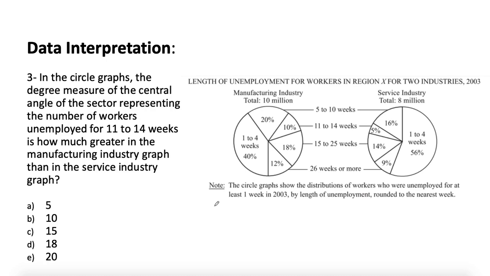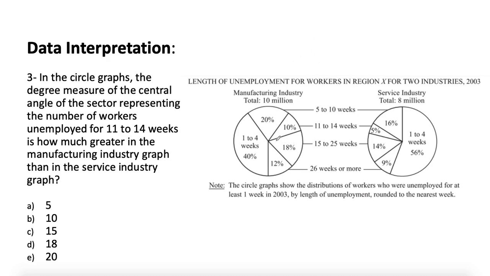This is a pretty common type of question in which you are asked to find the angle of a sector in pie charts. Just like in this question, in the circle graph, the degree measure of a certain central angle, asking about the angle of the sector representing the number of workers unemployed for 10 to 14 weeks, is how much greater in the manufacturing industry graph than in the service industry.